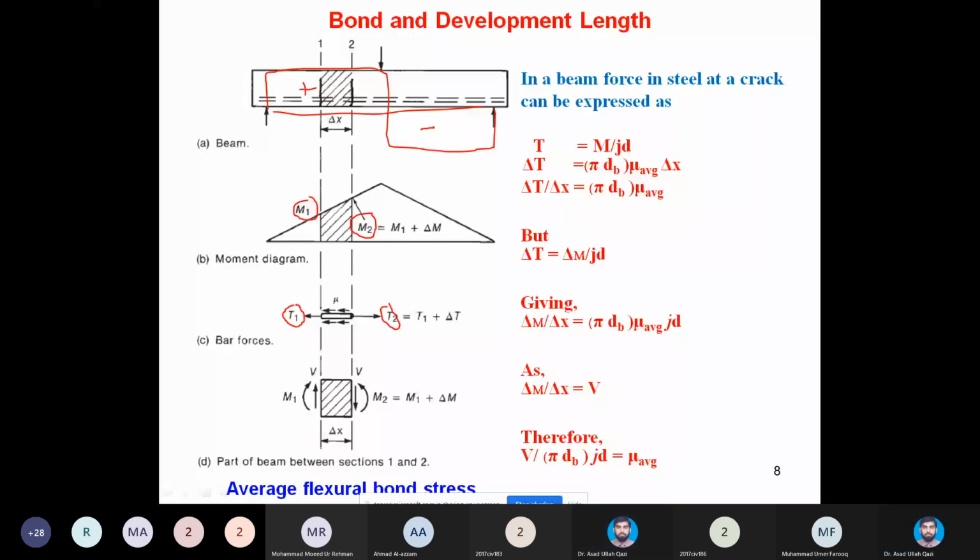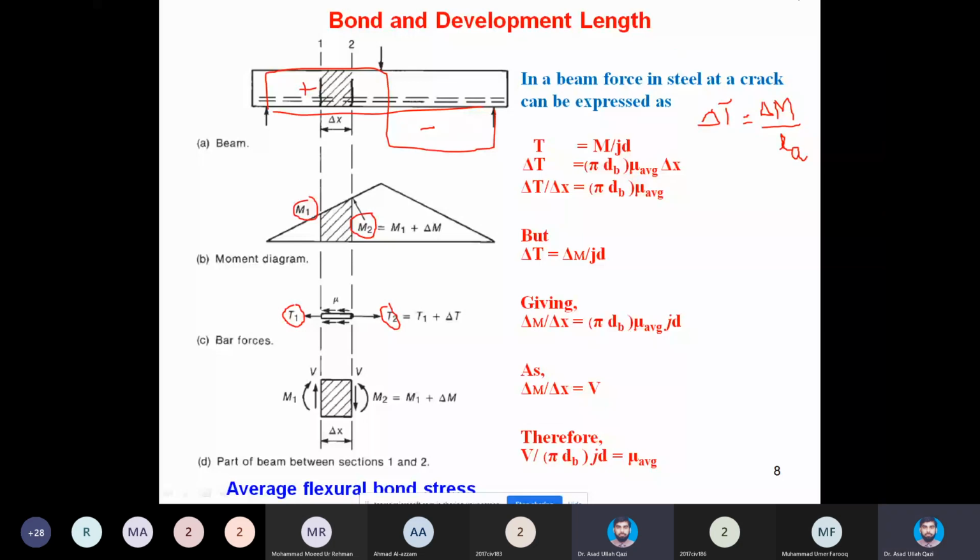Now the same equation which we earlier discussed, that I mentioned on the previous slide, is that delta T will be equal to delta M over jd, or lever arm. Here we are using jd, but actually jd is the lever arm. McGregor is using this jd, which in allowable stress design you learned is the lever arm. You can use the letters LA to represent it; it is actually the internal lever arm between T and C. So delta T was equal to delta M over LA.